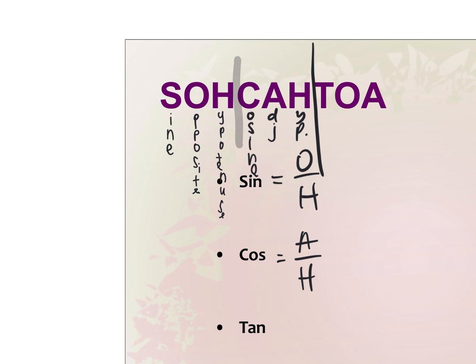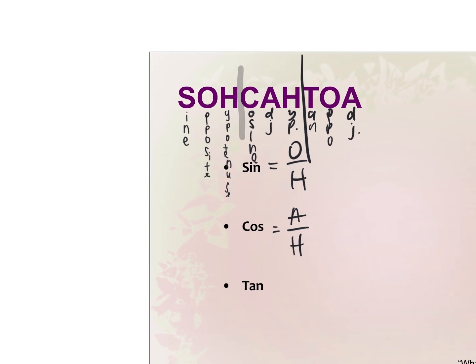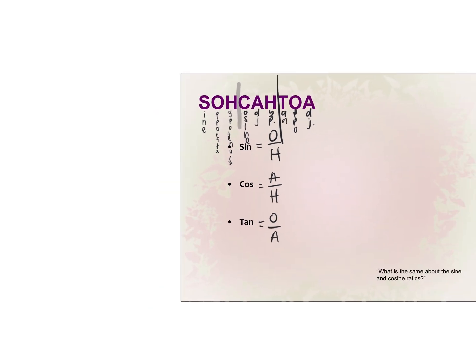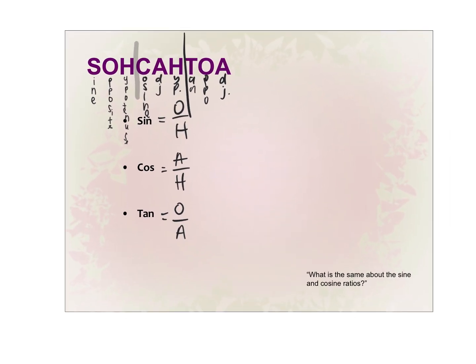And then TOA, what does the T stand for? Very good, tangent, T-A-N. O is opposite, I'll put oppo, and A is adjacent. So for tangent, it's going to be O over A, opposite over adjacent. So, SOH CAH TOA. And then the last thing was there's this little question in the bottom right corner.